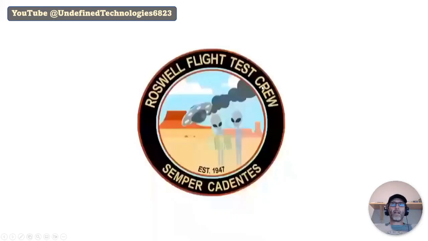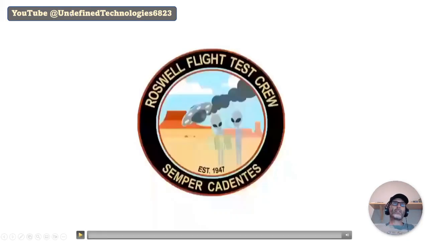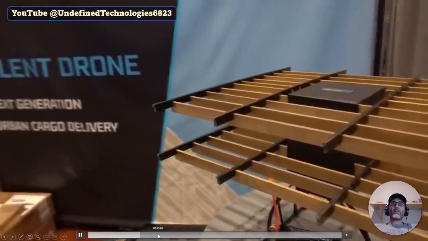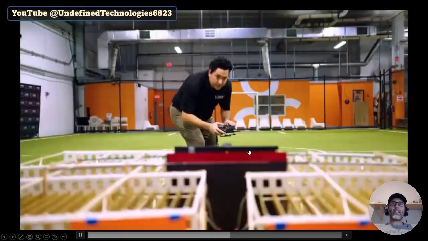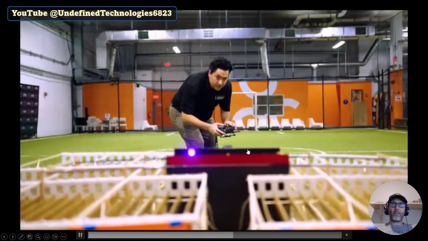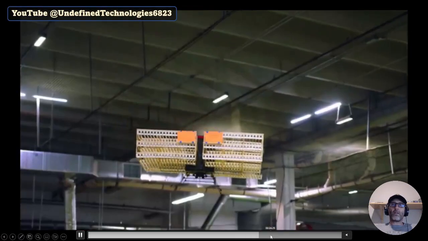Now let's talk about what I call anti-gravity vehicles. This company, Undefined Technologies, which you can search for on YouTube at Undefined Technologies 6823, created what you'd call a solid state drone. It has no moving parts. They fly this drone around, and it doesn't have a blade or a propeller. The only thing it does is they use electrical charges on the wings, and they can fly this thing around like a regular drone.